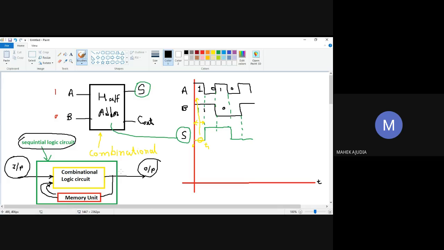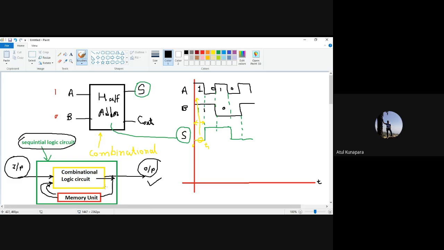If we want the output of the second one, we also need to have the output of the first one. First one means the previous one. Do you mean this combinational circuit unit, or the memory unit? I'm asking about the combinational one. Yeah, of course, you need to have the output from here also.